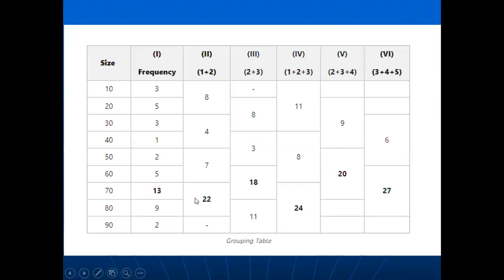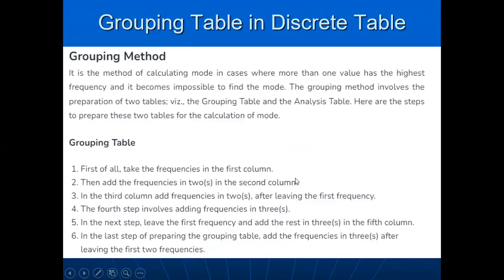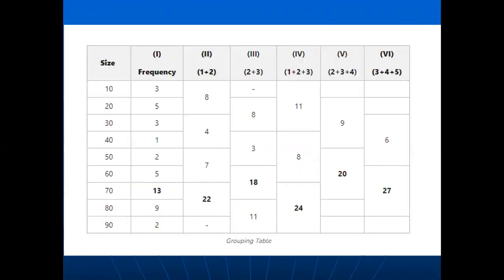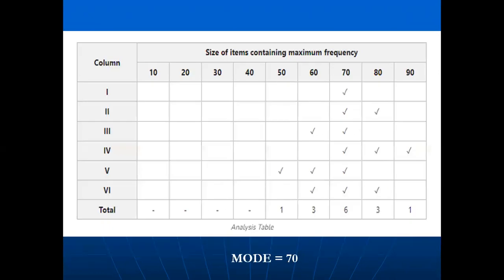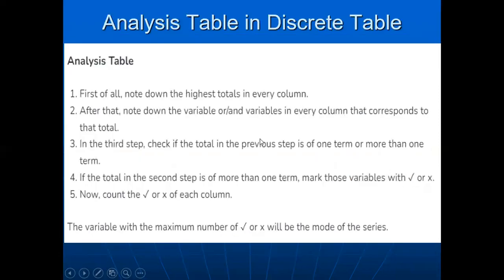Now the next one is 22. So 22 we have to tick, but 22 is obtained by adding 13 and 9. Therefore, 70 and 80 we have to tick here. So you can see here, in the second column 70 and 80 are ticked. That means this particular column's highest total is because of these two numbers, 70 and 80. So we are getting the highest repeated number because of 70 and 80.